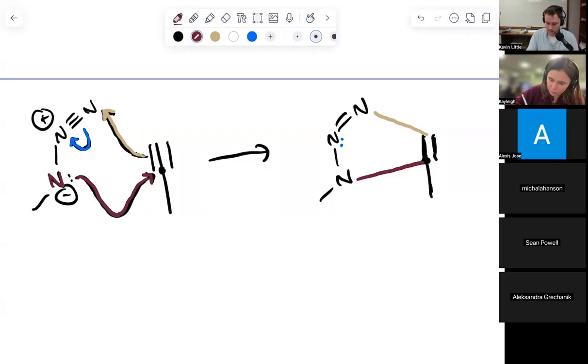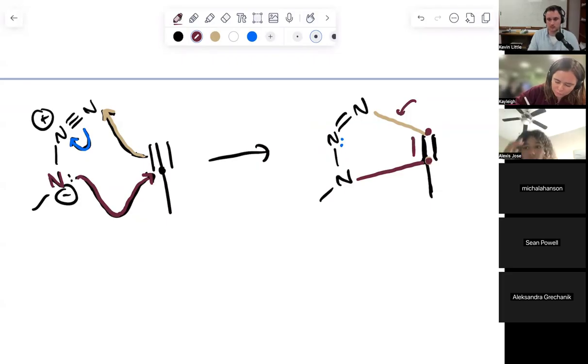Now, this is where things get a little tricky. This carbon both gained electrons and lost electrons. So it has a net no change in its charge because there was an arrow going to it and an arrow going away from it. It both gained a bond and lost a bond. This carbon, similarly, it gained this new bond and it lost the triple bond. So it both gained a bond and lost a bond. So its charge has not changed.